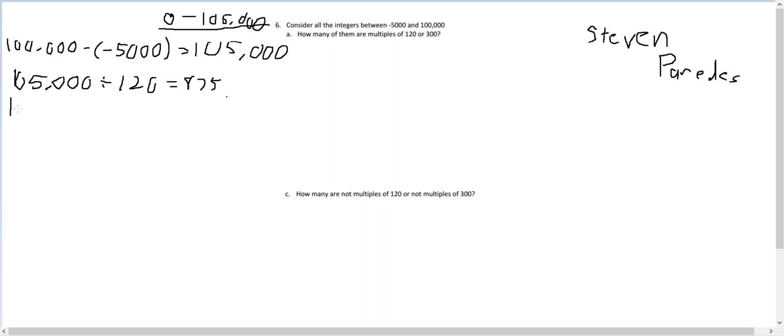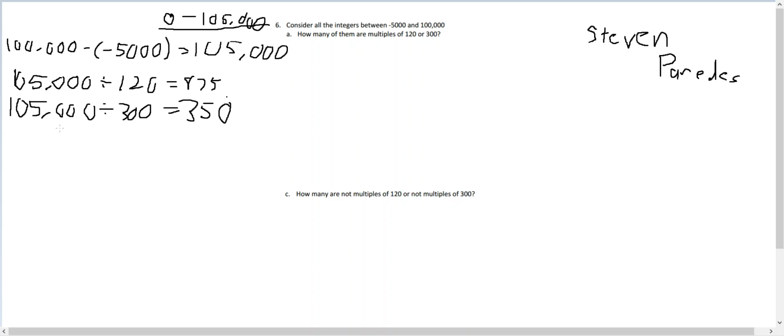Alright, so now we gotta find how many integers are divisible by 300, which is pretty easy. You just do the same process, but instead of dividing by 120, you divide by 300. This equals 350. So there are 350 integers that are divisible by 300 in the range from 0 to 105,000.